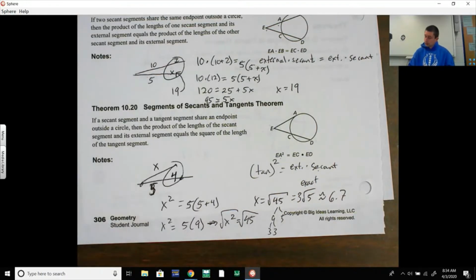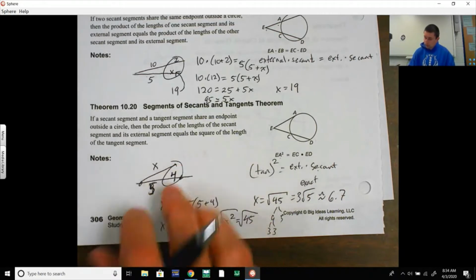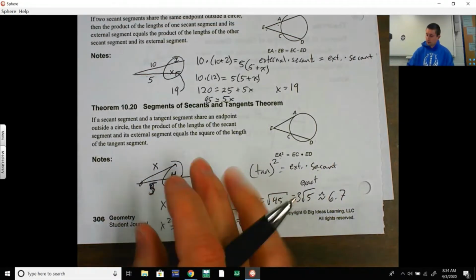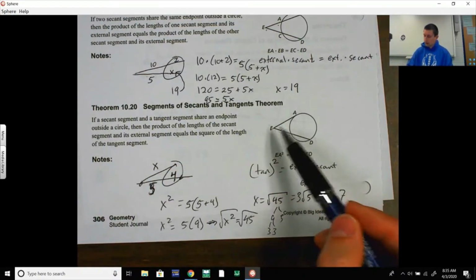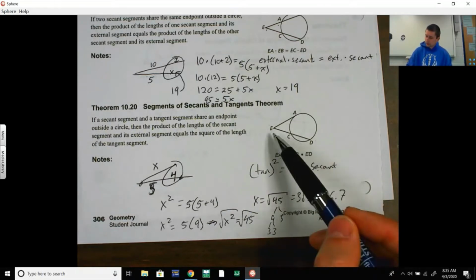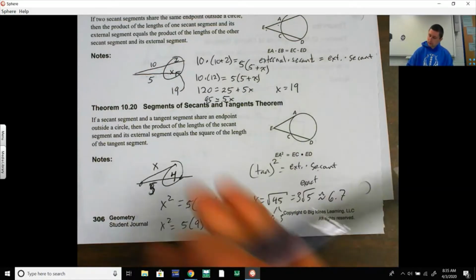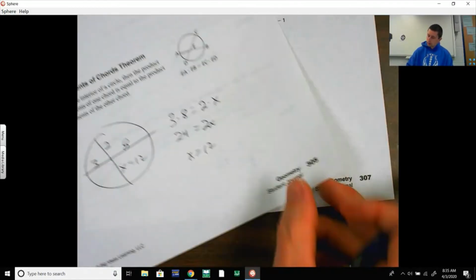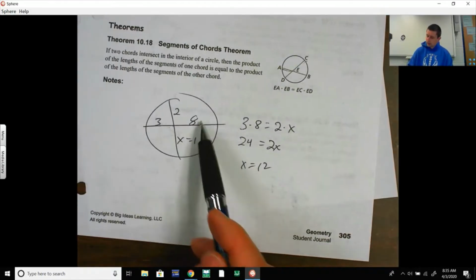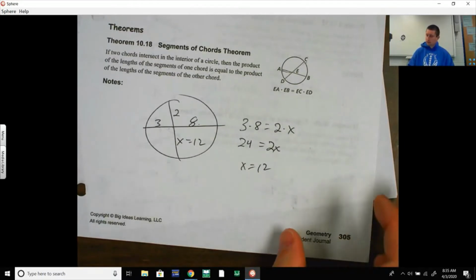Okay, so that's the only rules. And so the geometry part of this is not that hard. Tangent and secant, tangent squared equals external times secant. Two secants, external times secant equals external times secant. And the chord, this times that equals this times that. So the two parts equal each other.